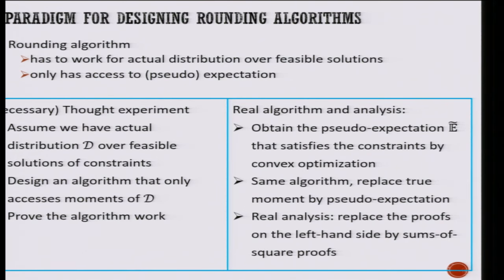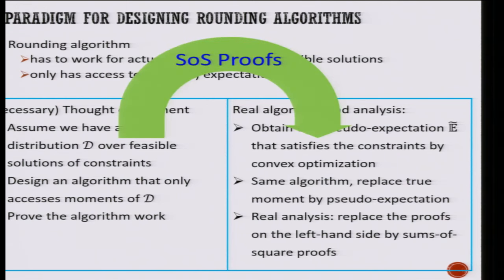Oh, I guess I didn't mention that the algorithm on the left hand side needs to only access the moments. It cannot just draw some sample from the distribution. Then you are done, right? So you can only access the moments. On the right hand side, you just replace the true moment of d by pseudo expectation. And the real analysis is just you replace whatever your proof here by a sum of squares proof. So basically you just need to extend your sum of squares proofs to this case. You send your argument with sum of squares proofs to the pseudo expectation world.